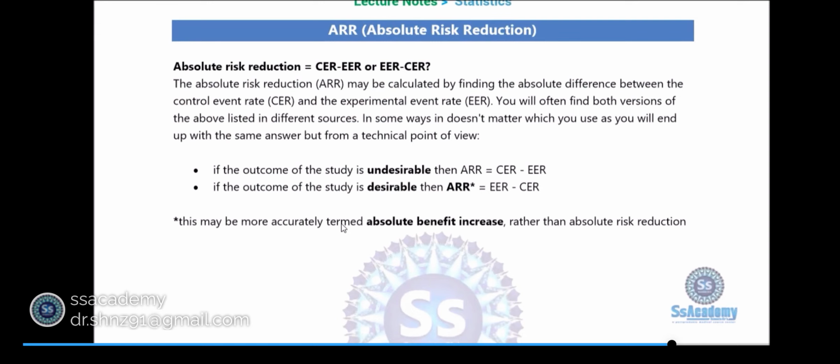Absolute risk reduction. Once again, it is equal to the control event rate minus the experimental event rate, or the experimental event rate minus the control event rate. If the outcome of the study is undesirable, then the absolute risk reduction equals control event rate minus experimental event rate. If the outcome is desirable, then we need to remember the absolute reduction rate equals experimental event rate minus control event rate. This may be more accurately termed the absolute benefit increase rather than absolute risk reduction.